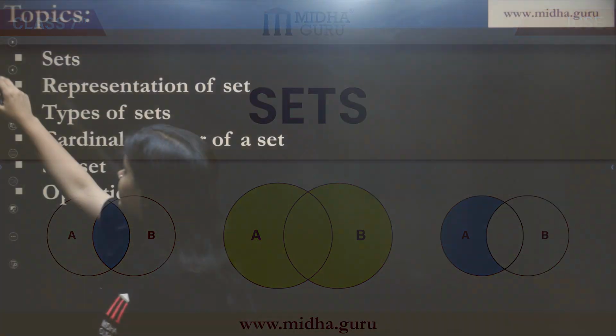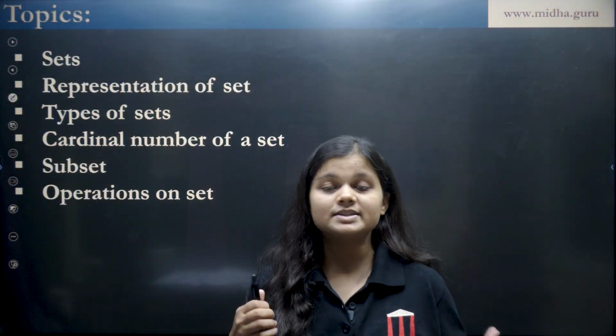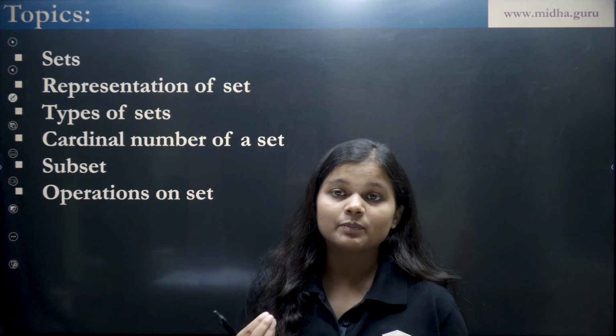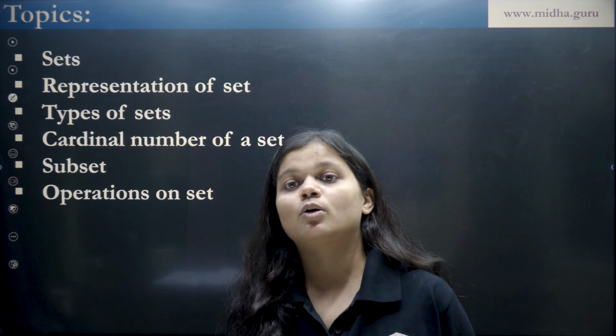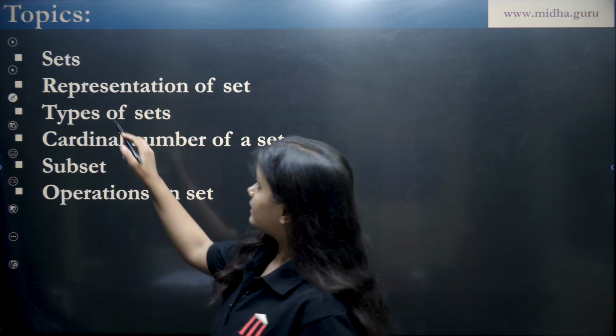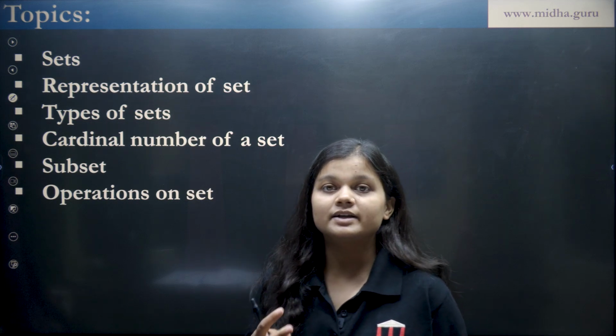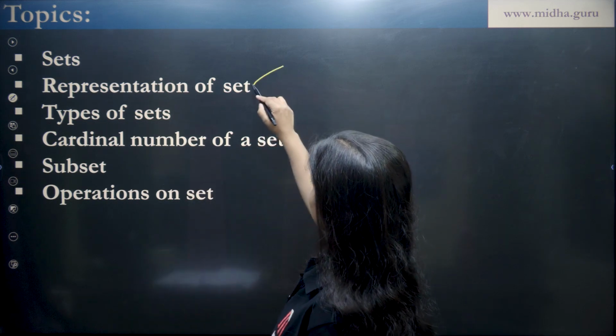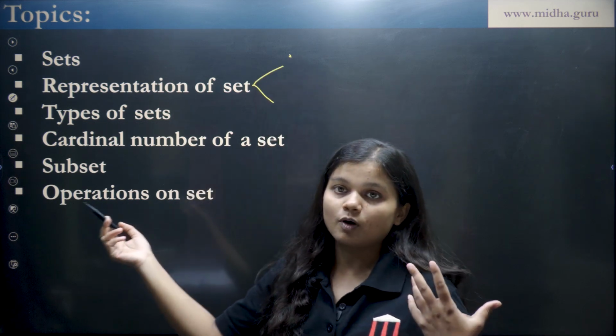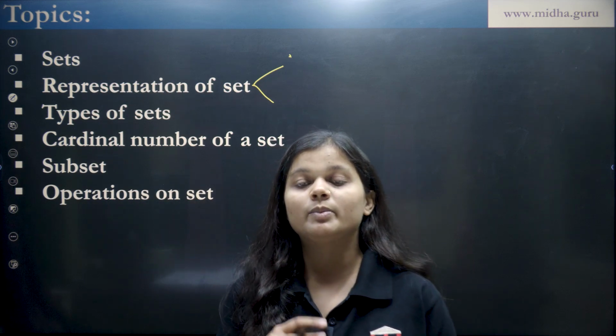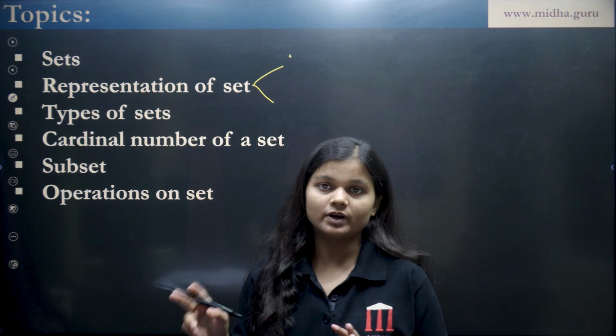The topics that we are dealing today are sets, what is a set, when an object can be called a set or when it cannot be called a set, these we will understand. Then representation of a set, how a set is represented. It is of two types. First is set builder form and another is roster form. We will be dealing with both of these types one by one.